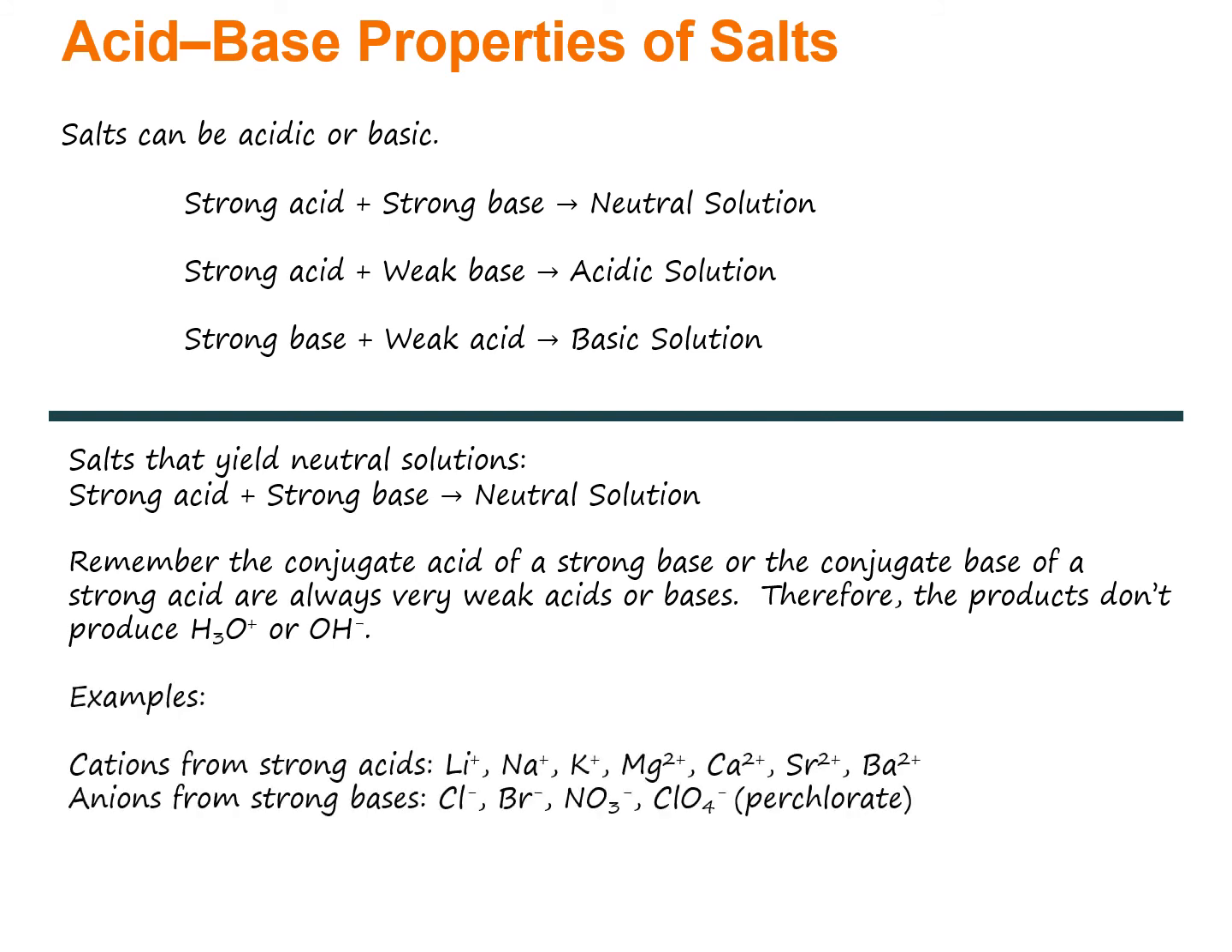Looking at some examples of that, cations that we can take note of are things like lithium, sodium, potassium, magnesium, calcium, strontium, barium. Anions being chloride, bromide, nitrate, perchlorate, and all those do nothing with water once they're reacted, and so they don't contribute to the pH in one way or the other. So once we've neutralized all the H plus and the hydroxide to form water, we're just going to end up with a solution with a pH of 7.